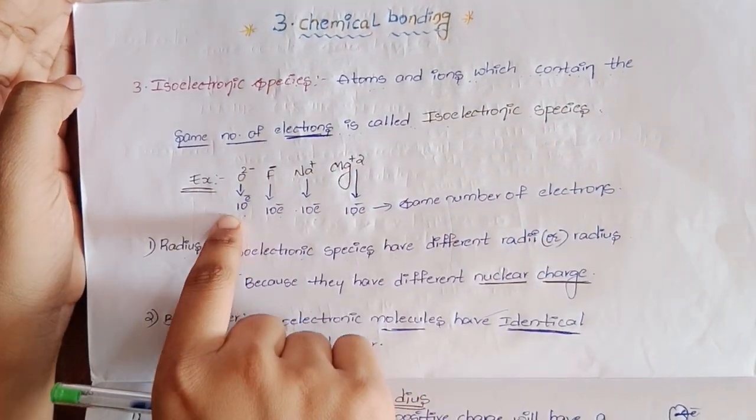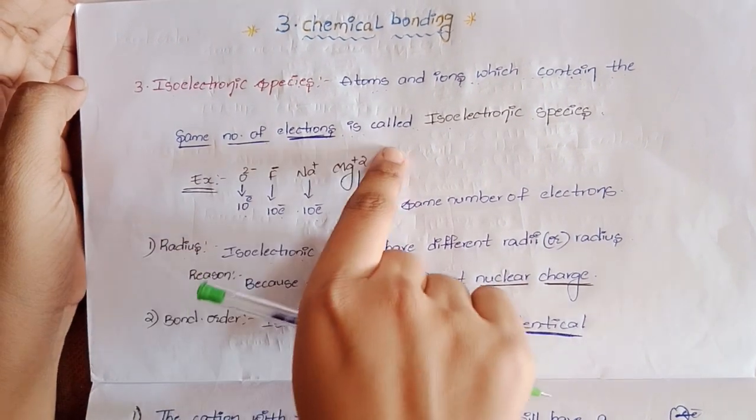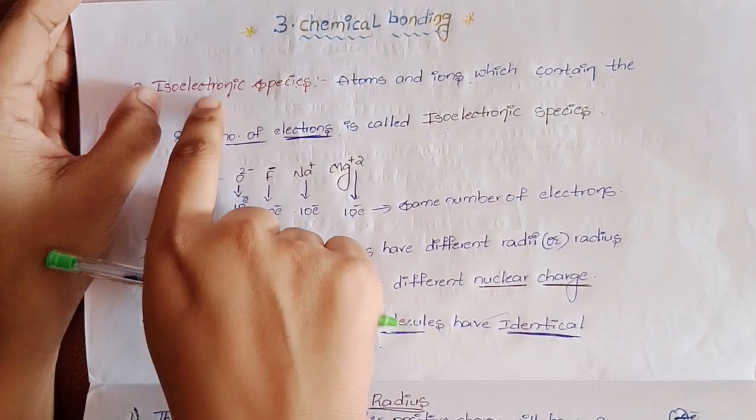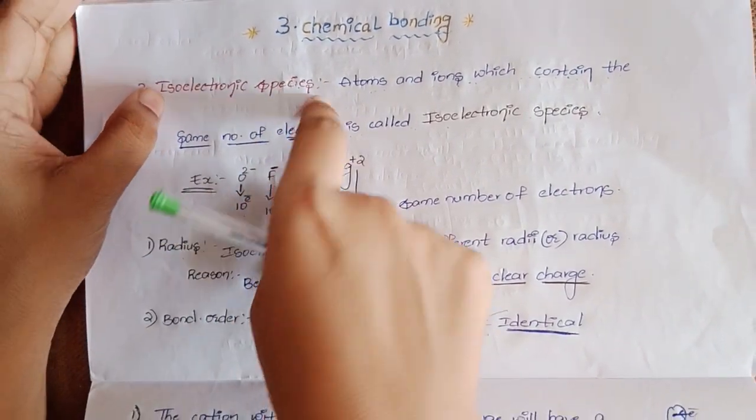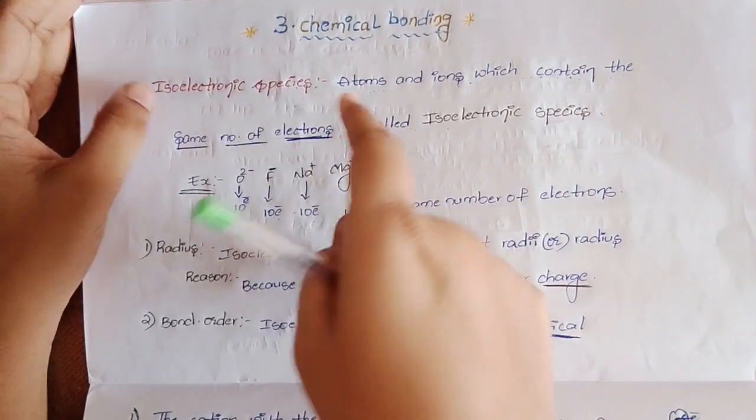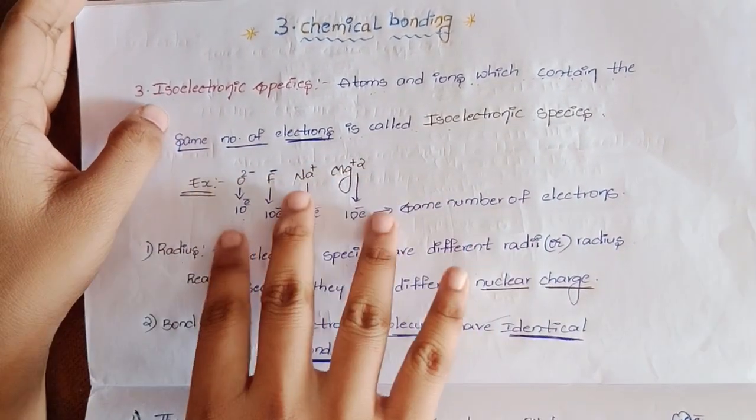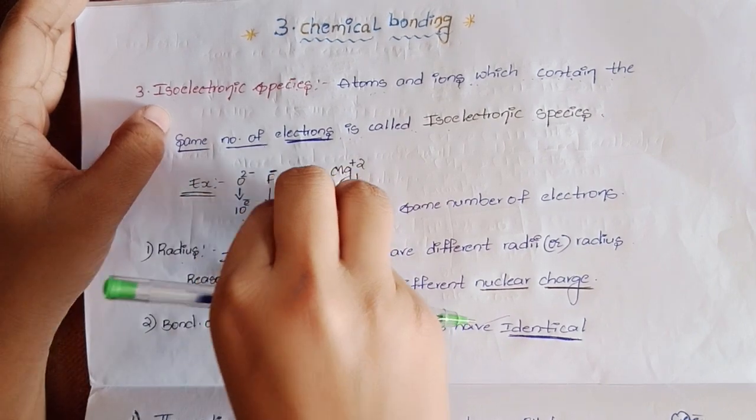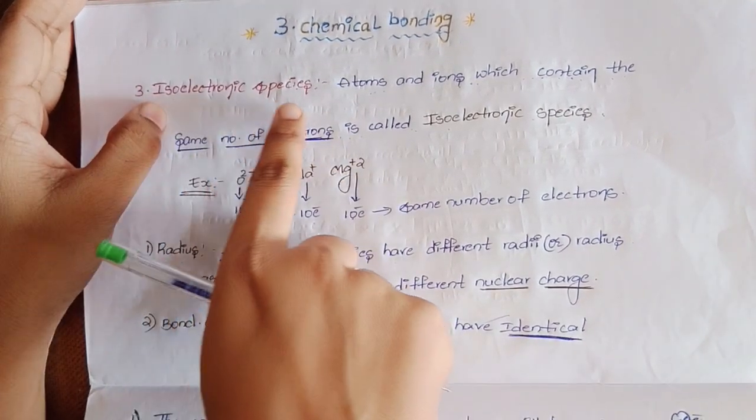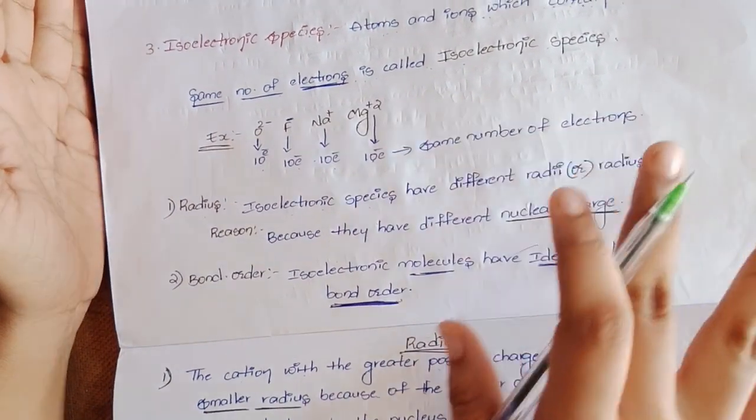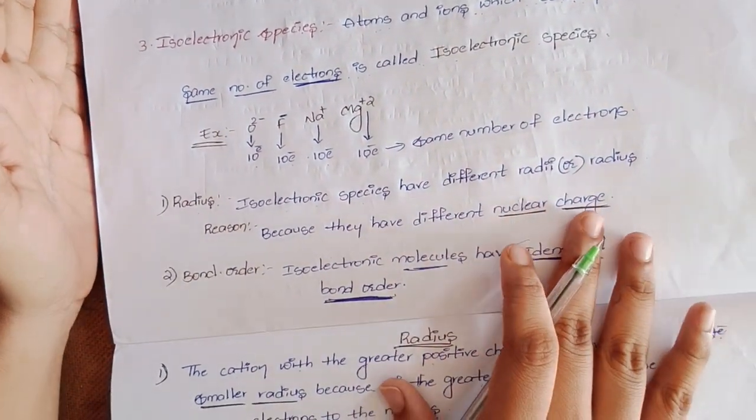See here friends, all these ions have 10 electrons, so we call them isoelectronic species. It's nothing but the same number of electrons. If we add or remove electrons, plus 2 or minus anything, but they have the same number of electrons, we call them isoelectronic species. Okay, how radius and bond order differ in isoelectronic species, we will learn now.